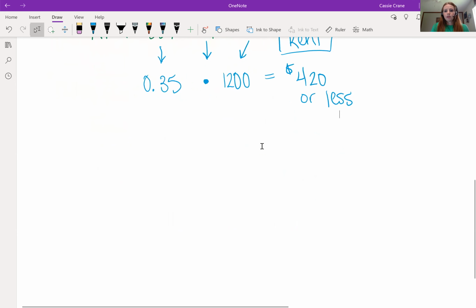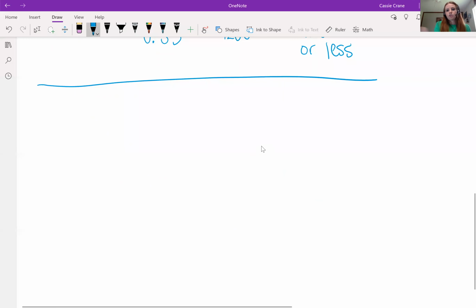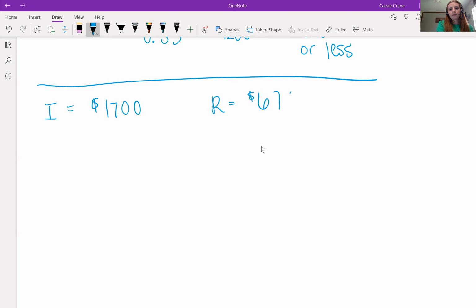Okay, now let's look at a different situation. Let's say the problem says our income this time, I'm going to put I for income, is $1,700. And let's say that we haven't figured up our budget yet. We just have a friend who lives in an awesome apartment, and we want to move there too. But the rent we already know is equal to $675. And we just want to know, can I afford it?